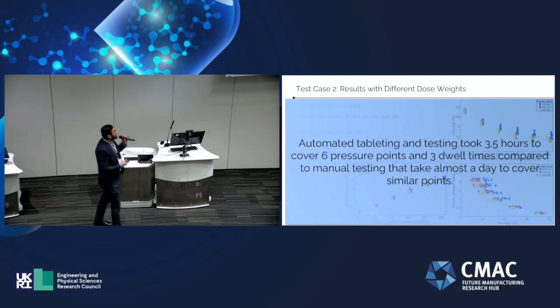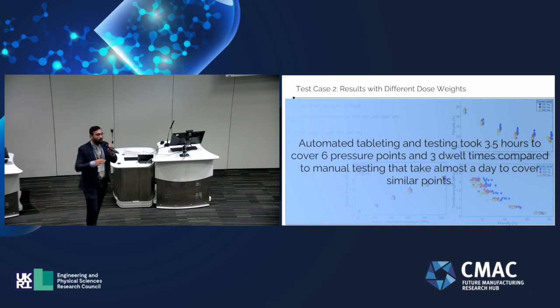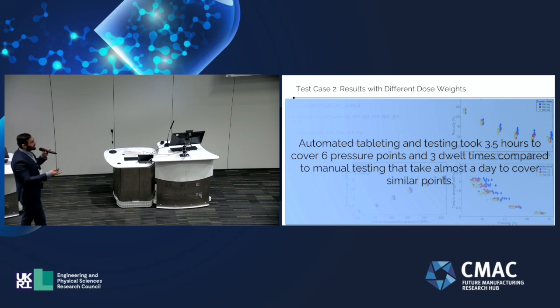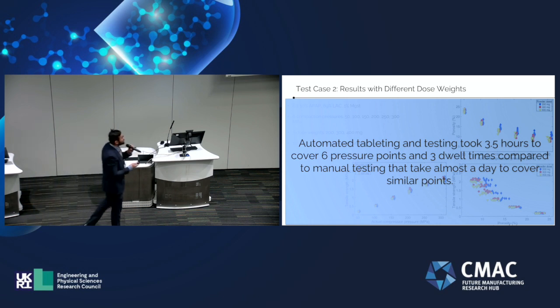So one thing we can obviously see out of this whole automated DOE is that this automated tableting and testing took almost 3.5 hours to cover 6 different pressure points and 3 different dwell times, compared to manual testing that takes almost a day to cover similar points. So this is almost a 50% reduction in the time.